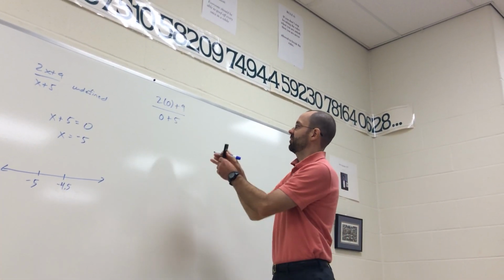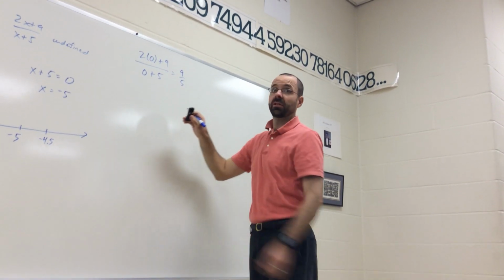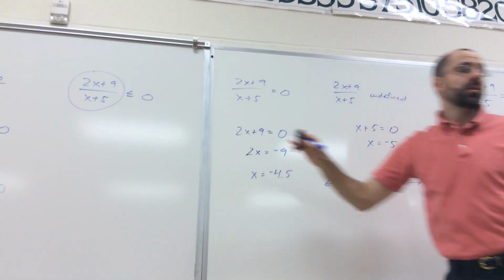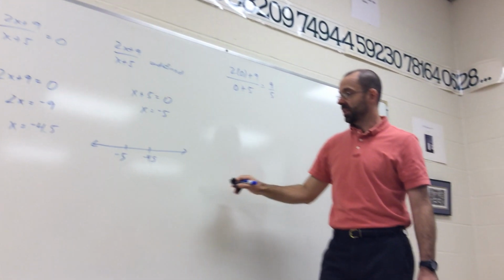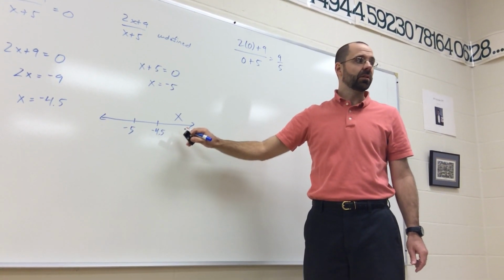Okay, so that comes out to 9/5, which is not smaller than 0, right? So that means that these numbers that are above negative 4.5 are out.